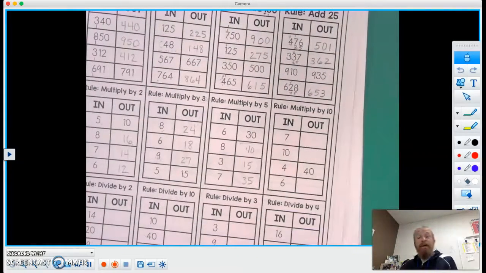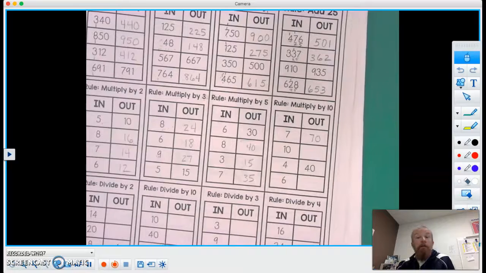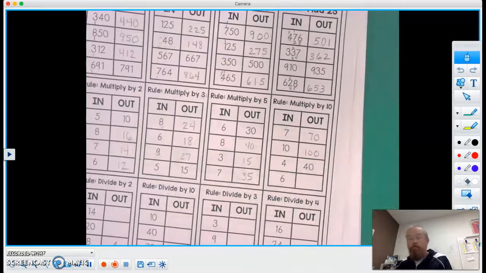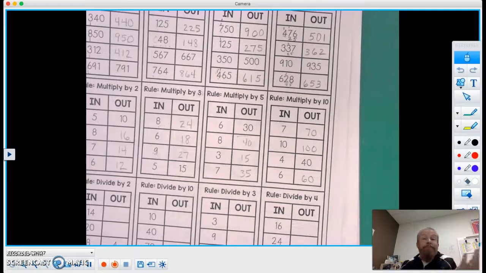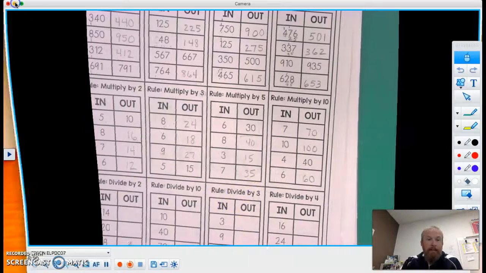All right, multiply by 10. Now you know the trick on this, right? Put a 0 behind it. 7 with a 0 behind it in the ones place. 10, put a 0 behind it. 4, you put a 0 behind it. 6, put a 0 behind it. Yep, that's it. Or you can count by tens. So you can go 10, 20, 30, 40, 50, 60, 70. 7 tens. 10 tens. 10, 20, 30, 40, 50, 60, 70, 80, 90, 100. Yes! All right, let's pause here.